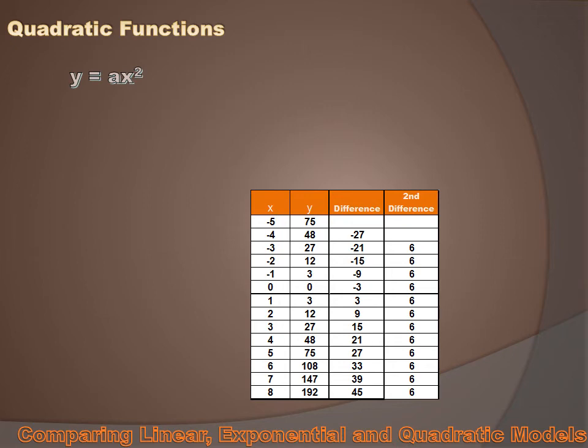Now I just have to figure out what that a value is. And to do that, I'll substitute a pair of x, y values into that equation and then solve for a. Let's use some easy x, y values. An x of 1, a y of 3. 3 equals a times 1 squared. 3 equals a. And now I can write the equation. y equals 3x squared. And sure enough, that's the equation we started with.